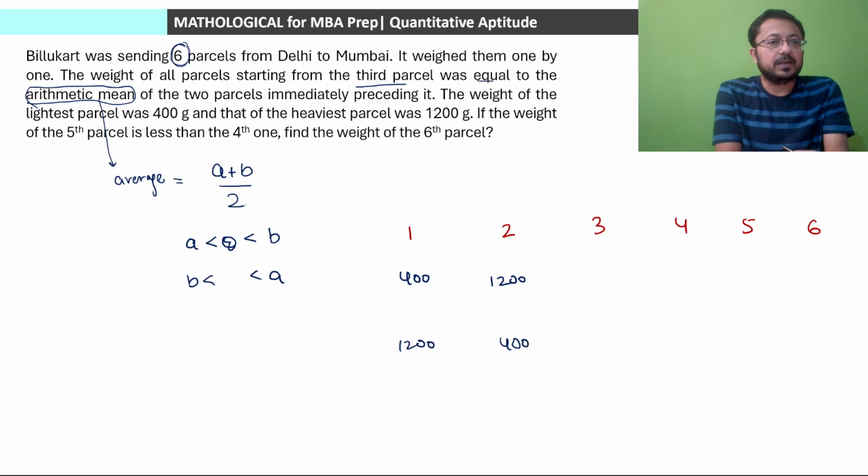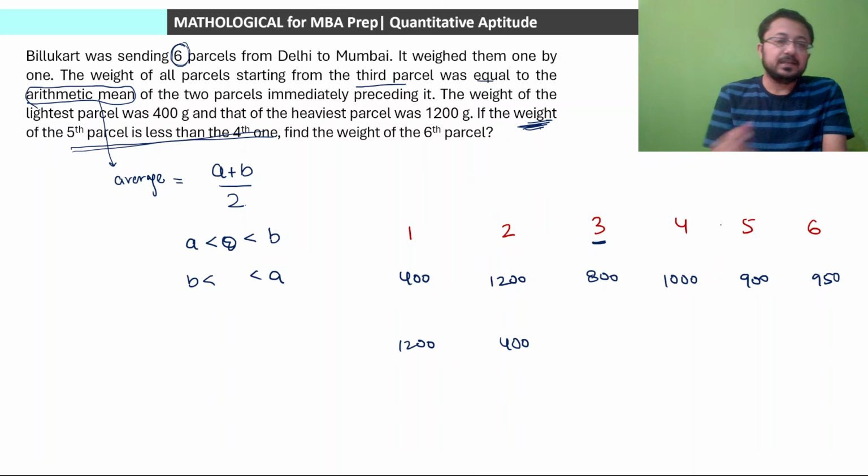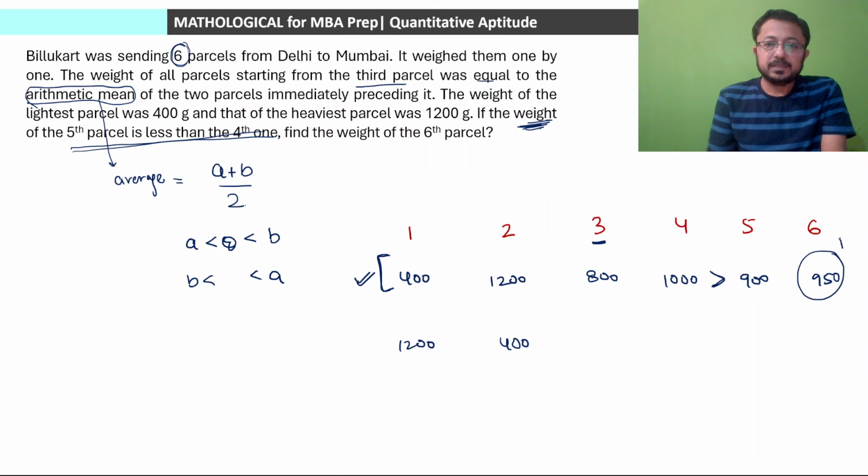ओके, so in the first case third parcel का weight will be 800, fourth parcel का weight will be 1000, fifth parcel का weight will be 900 and sixth parcel का weight will be 950. और property क्या कह रहा है हमें? Weight of the fifth parcel is less than the fourth one. तो clearly weight of the fifth parcel is less than the fourth one in this first condition itself. तो यही हमारे काम की condition होगा. So weight of the sixth parcel will be 950 grams. This will be our answer.